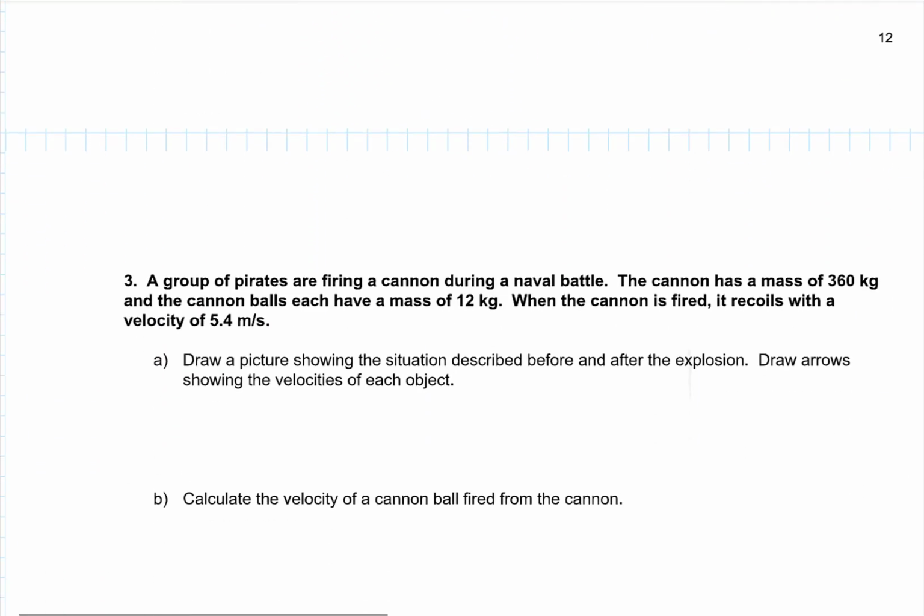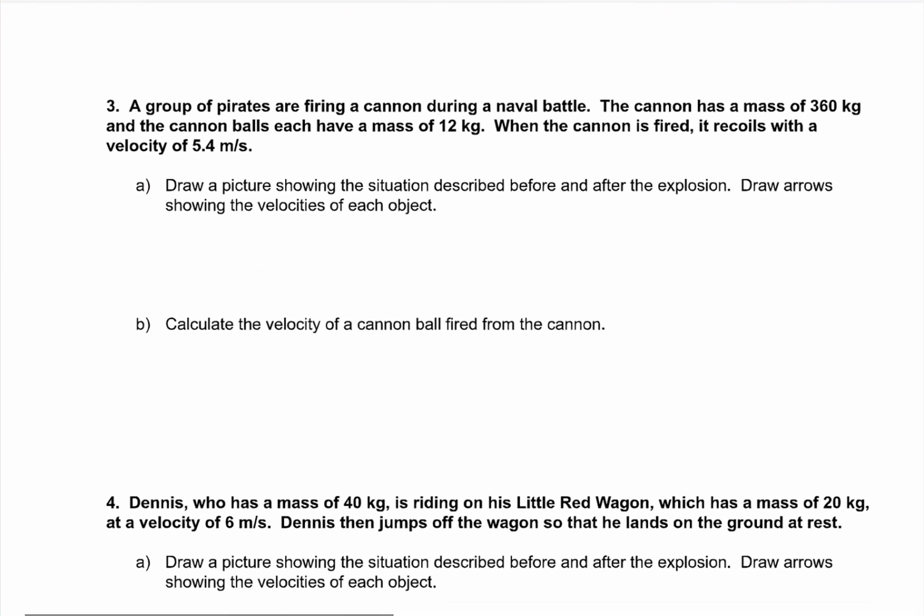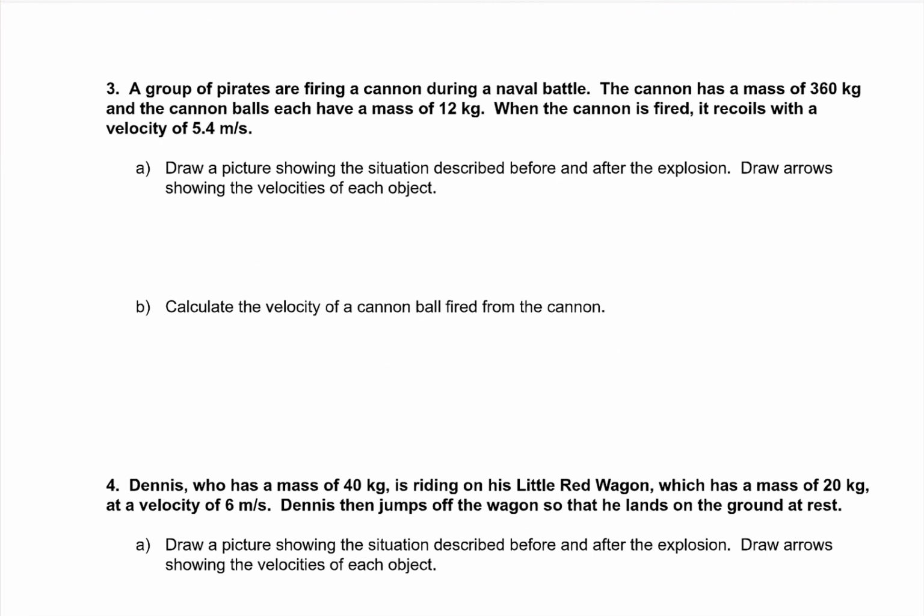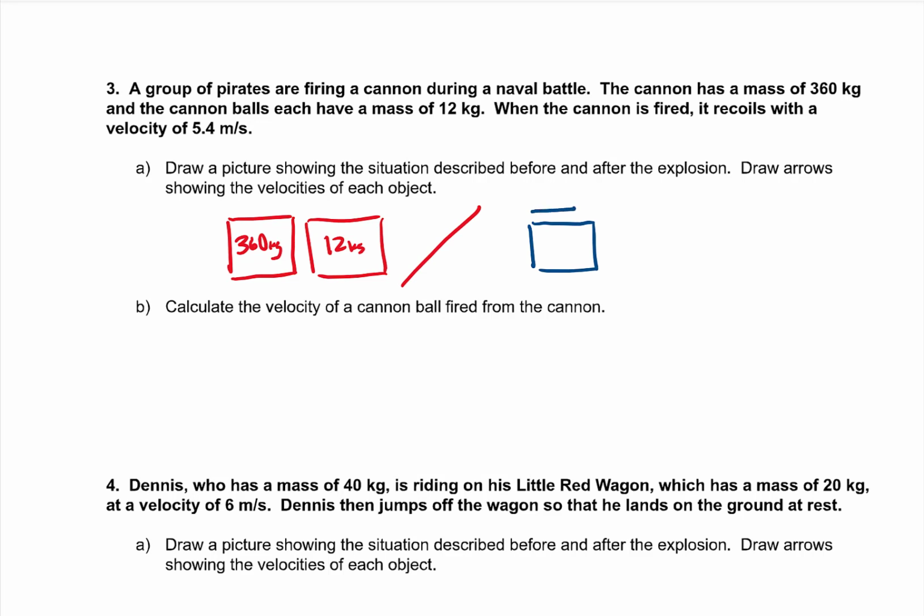All right, moving on to our last two. We've got some pirates firing a cannon. We draw a picture of the situation. So to begin with, my two objects are together. We have the cannon with a mass of 360 kilograms, the cannonball with a mass of 12 kilograms. After we fire, the cannon is going to recoil. That means move backwards with a speed of 5.4 meters per second. And the cannonball, mass of 12 kilograms, is going to go forward, but we don't know its speed. We need to make that 5.4 negative.